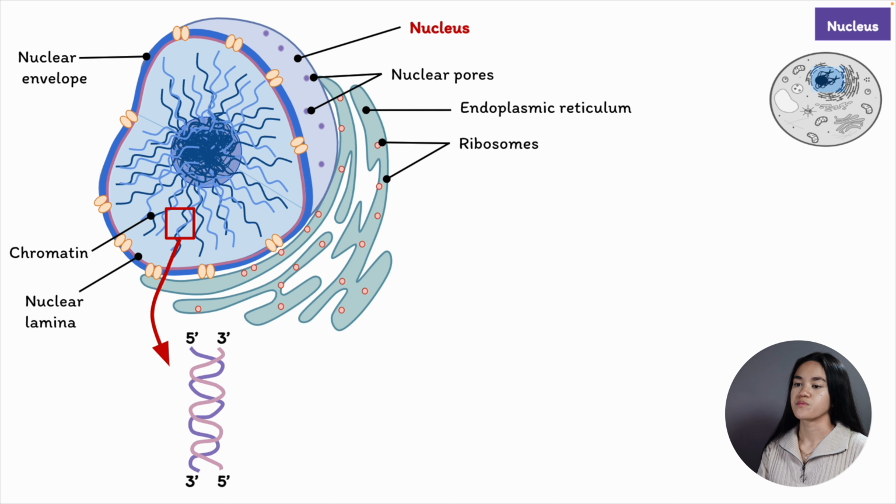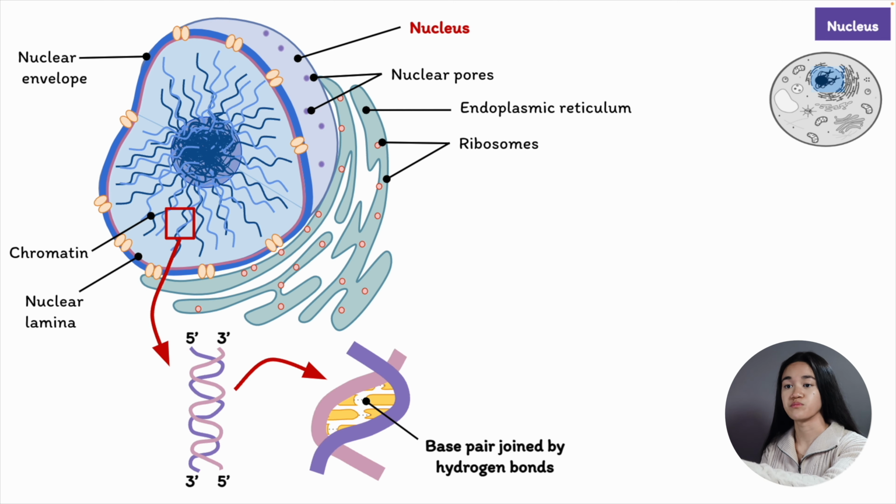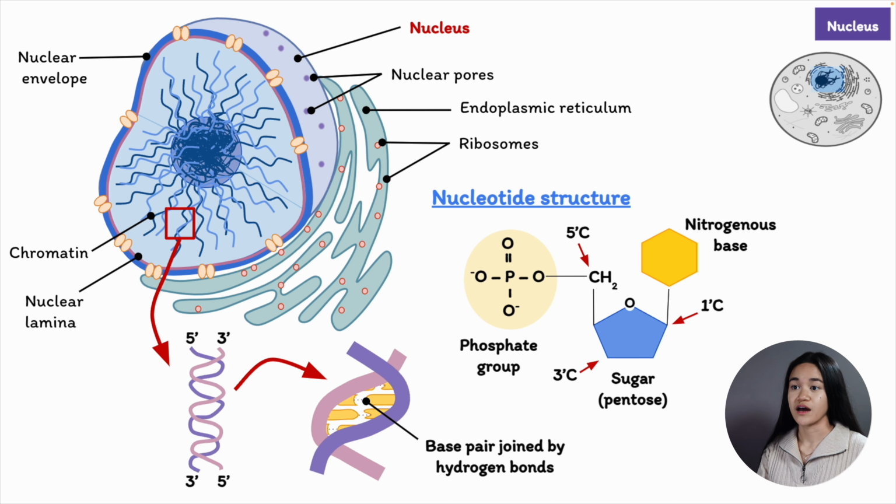Each chain is composed of 4 types of nucleotide subunits, and the 2 strands are held together by hydrogen bonds between the base portions of the nucleotides. And if we zoom in to the structure of nucleotides, it's composed of a nitrogen-containing base or nitrogenous base, adenine, guanine, cytosine, or thymine. The sugar in DNA is deoxyribose, and a phosphate group is attached.